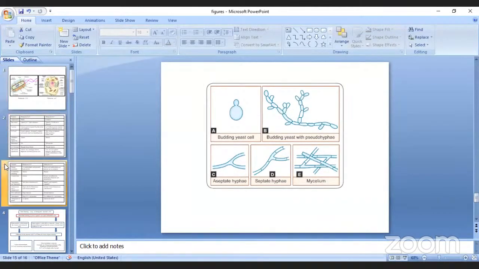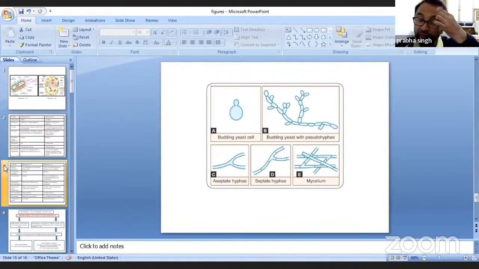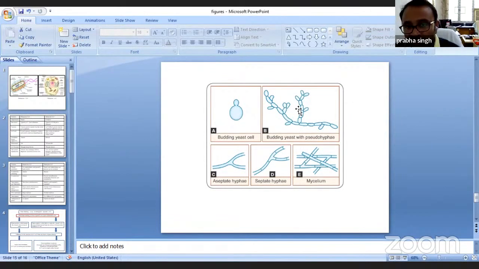Hello, sir. How can we differentiate between pseudo hyphae and septate hyphae, sir? Pseudo hyphae and septate hyphae. Okay. In pseudo hyphae, the constrictions which are there, you can see here, we do not have a septa. Actually, we cannot see it in the diagram, but they do not have a true partition between the cells. They are still connected with each other.